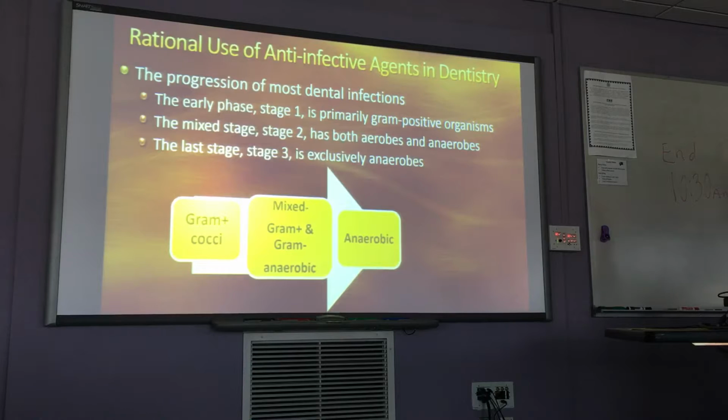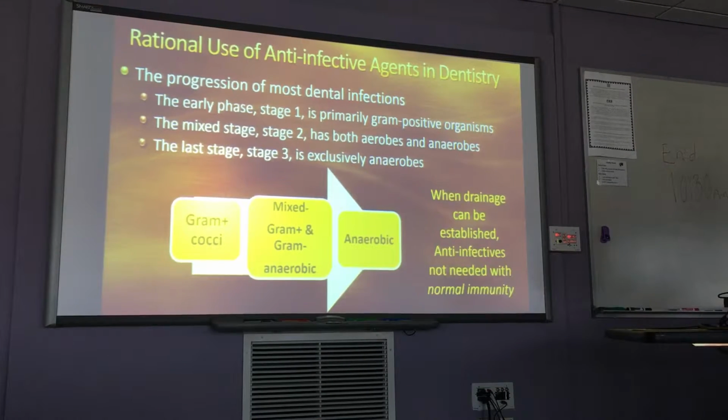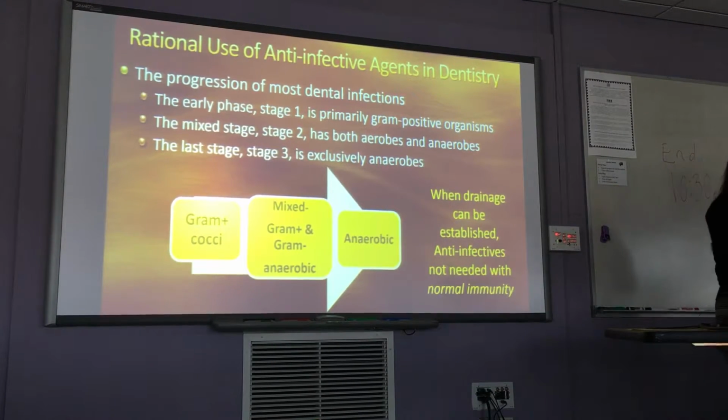So let's just go over the rational use, the proper use of anti-infectives in dentistry, looking at the different stages of infection, and now that you understand about it, treating it in a rational manner. In the early phase, we've got those gram-positive organisms. Mixed phase, anaerobes and aerobes. Stage 3, exclusively anaerobes. Let's use the right antibiotic, okay? But we also know that if drainage can be established, we don't need an antibiotic, okay? I can probably not say that enough, okay?